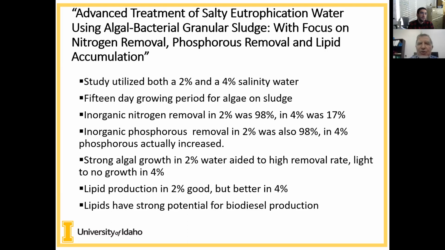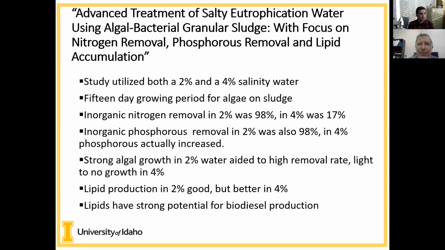Inorganic nitrogen removal was 98% in 2% salinity and in 4% reduced to 17%. That means, of course, that the algal bacteria growth had suffered severe damage at that time, under 4%. Phosphorus removal in 2% was also 98%, and in 4% phosphorus actually increased, which means, again, the decaying and the dying algal bacteria units on the sludge were adding back into the waters.